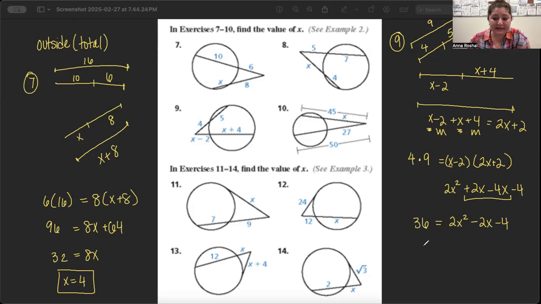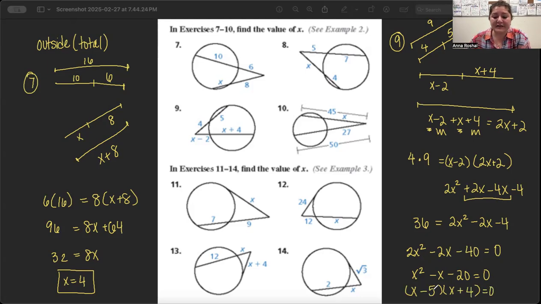I'm going to subtract 36 from both sides. So I'm going to end up with 2x squared minus 2x minus 40. I can divide everything by 2 before I go in and factor. So I'm going to get x squared minus x minus 20 equals 0. Then I can go ahead and factor this out. x times x is x squared, and my factors of 20 that add up to negative 1 are negative 5 and positive 4.